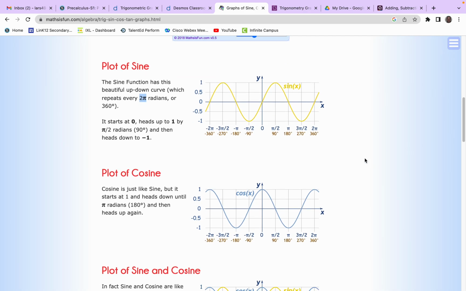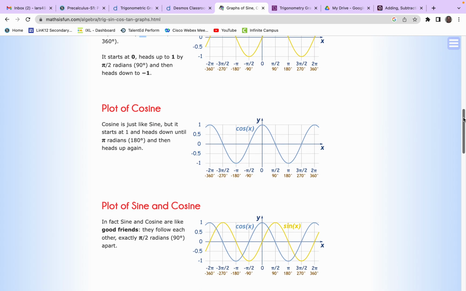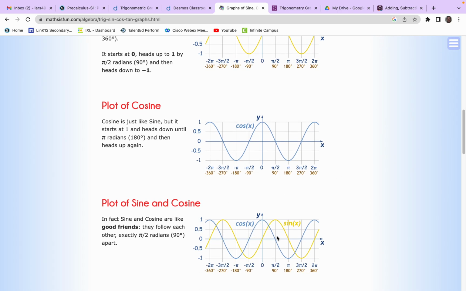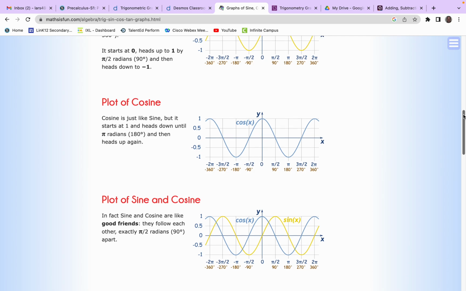Our cosine graph is very similar, but it's shifted over pi over 2 units. If we look at them combined together, you can see how extremely similar they are. But cosine crosses at 0, whereas sine is at its maximum at pi over 2. Slight difference there. Understanding the difference between sine and cosine is really important.